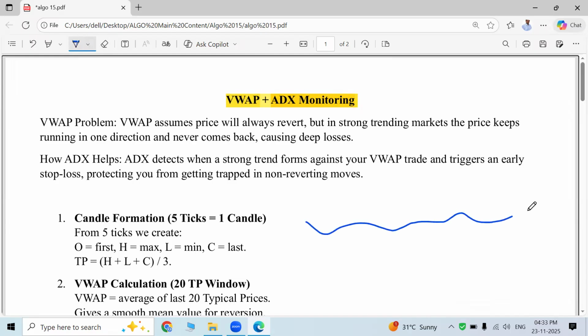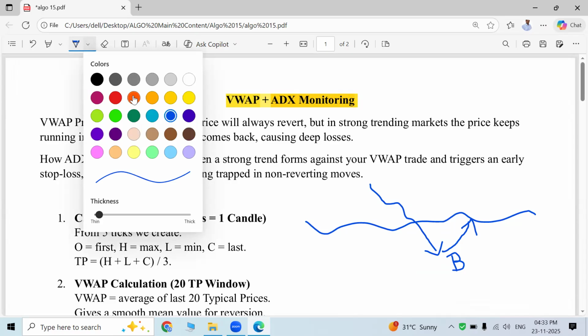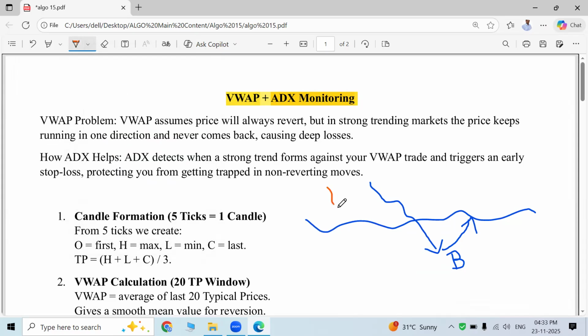So now suppose this is the volume weighted average price. And if the actual price is going down, we will buy it, considering that the price is going to go back to this position. But what happens if it continues to fall below? It is not returning to the main base. Then a huge loss is possible with VWAP.